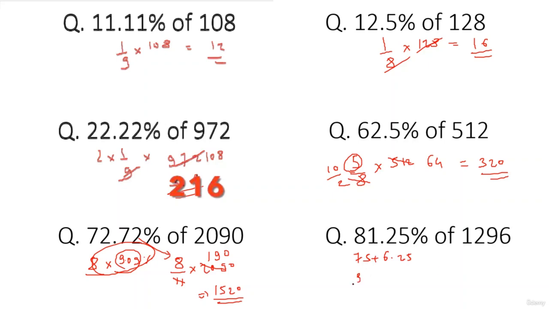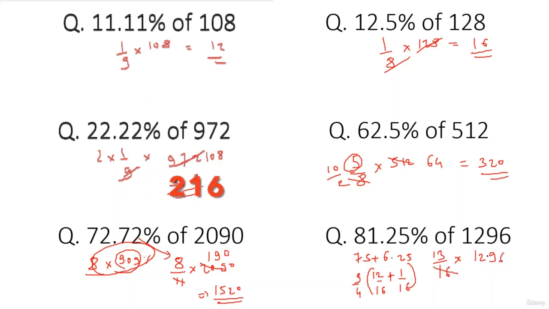75 is nothing but 3/4. Let me write 3/4 as 12 by 16. You will understand why I'm doing that. And 6.25 is nothing but 1 by 16, we saw, right? Now it's very easy to deal with these two because they have a common denominator. That's why I wrote 3 by 4 as 12 by 16. So 12 by 16 plus 1 by 16 is nothing but 13 by 16. So I am basically asking you 13 by 16 of 1296.